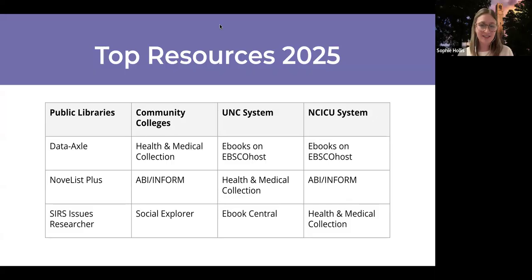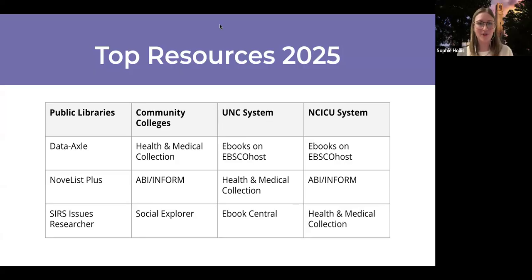So some of these that already came up in the chat, the ABI Inform Business Collection is a big one. We see health and medical across many of our academic libraries. It's like academic articles on healthcare. Ebooks, both of our ebook collections are huge in our academic libraries. And then in the public libraries, I was interested to see that Novelist Plus got beat out by Data Axle this year. So neck and neck competition.